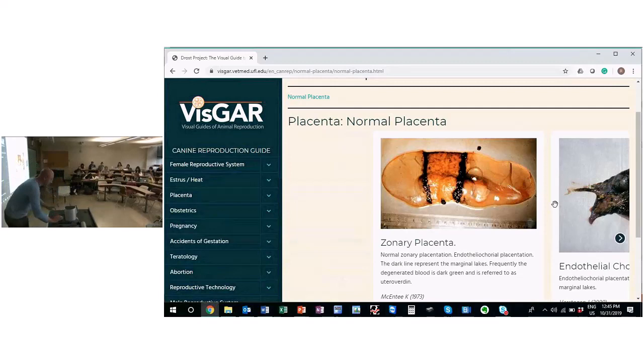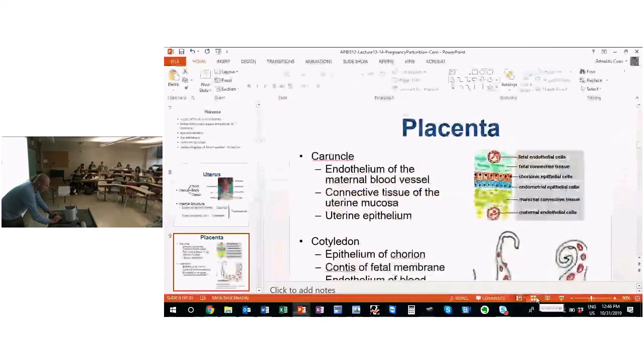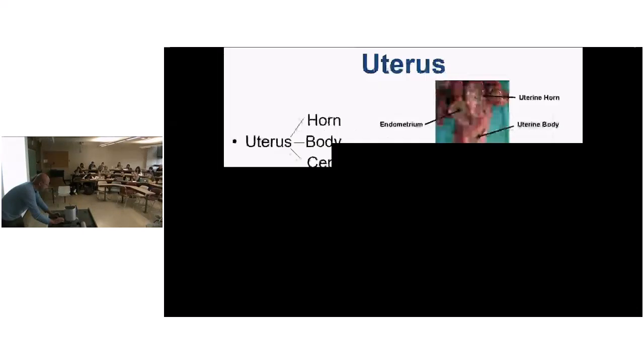And by all means, this website is awesome. It had lots of very nice pictures there. Very good.